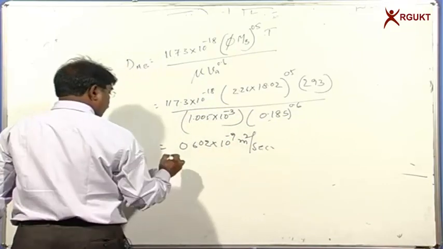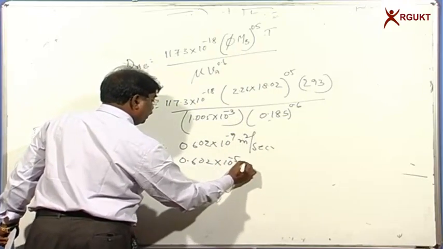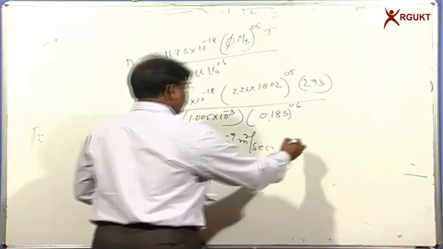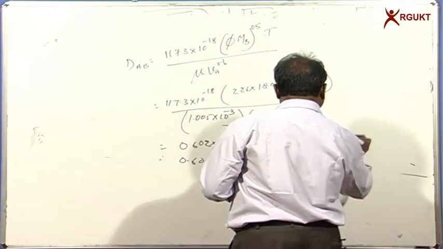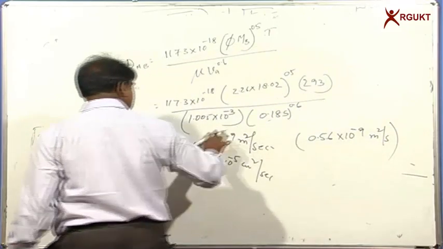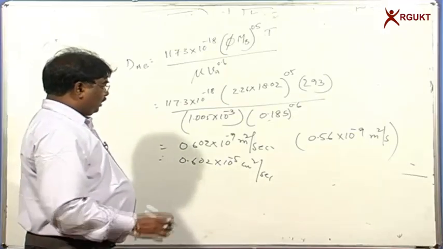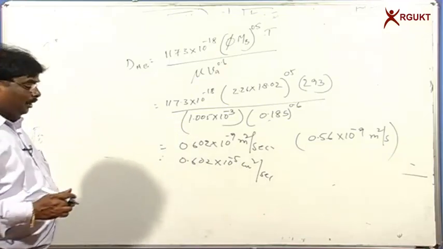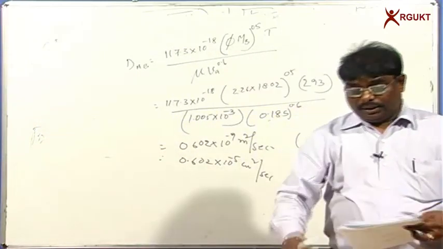This is 0.0602 into 10 power minus 5 centimeter square per second. And the experimentally estimated value is 0.56 into 10 power minus 9 meter square per second. If you compare these two values, the difference is only 0.04 into 10 power minus 9. That is how the Wilke-Chang equation can be used for the estimation of diffusion coefficients of liquids when these values are not known.